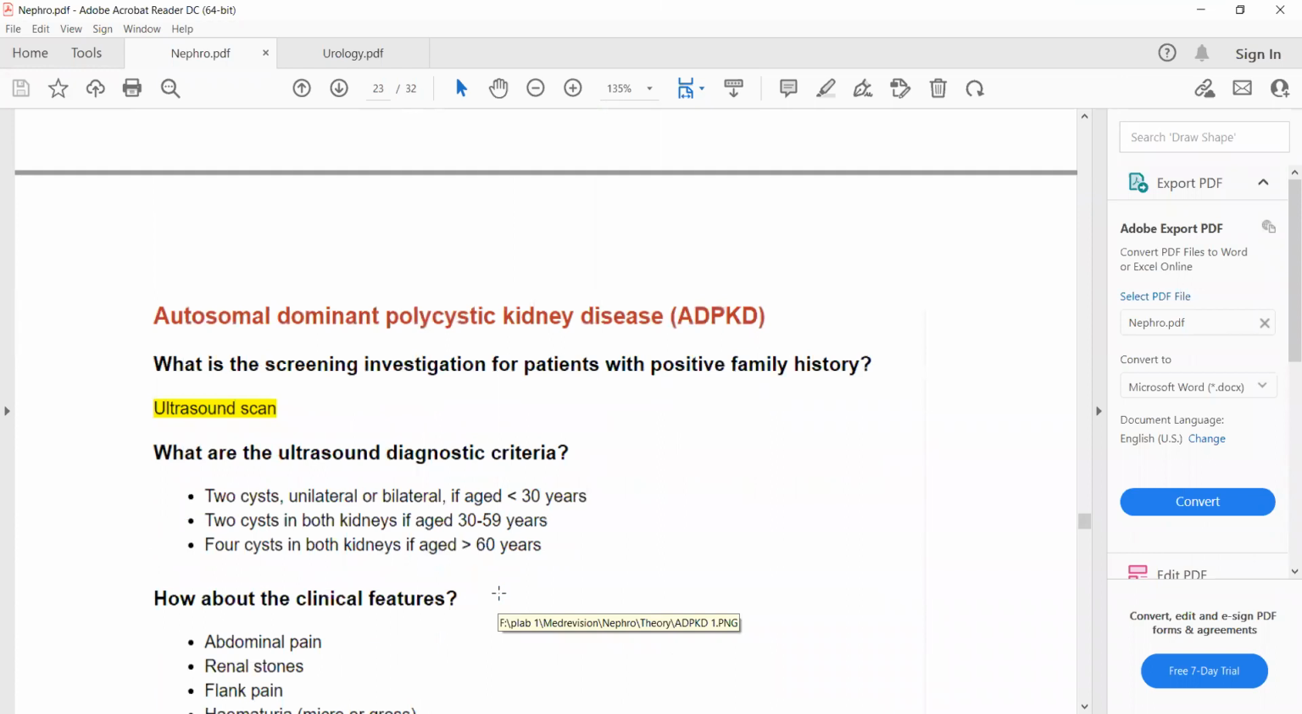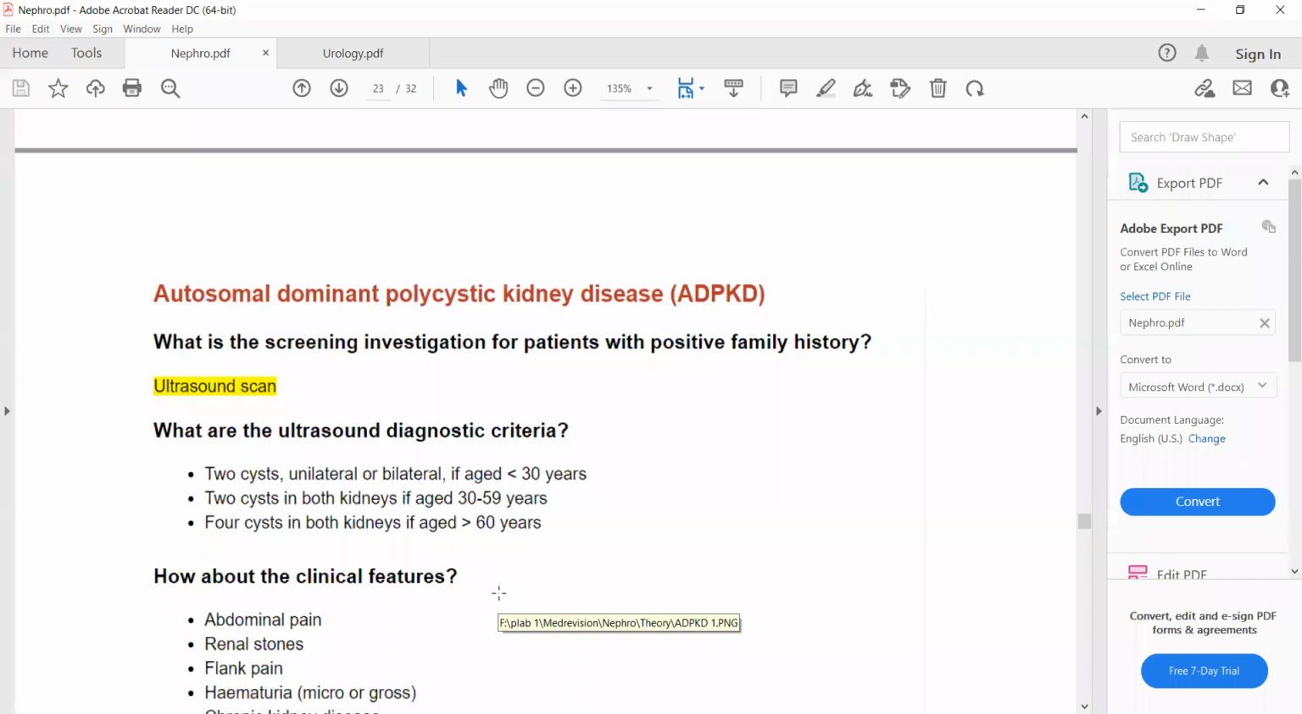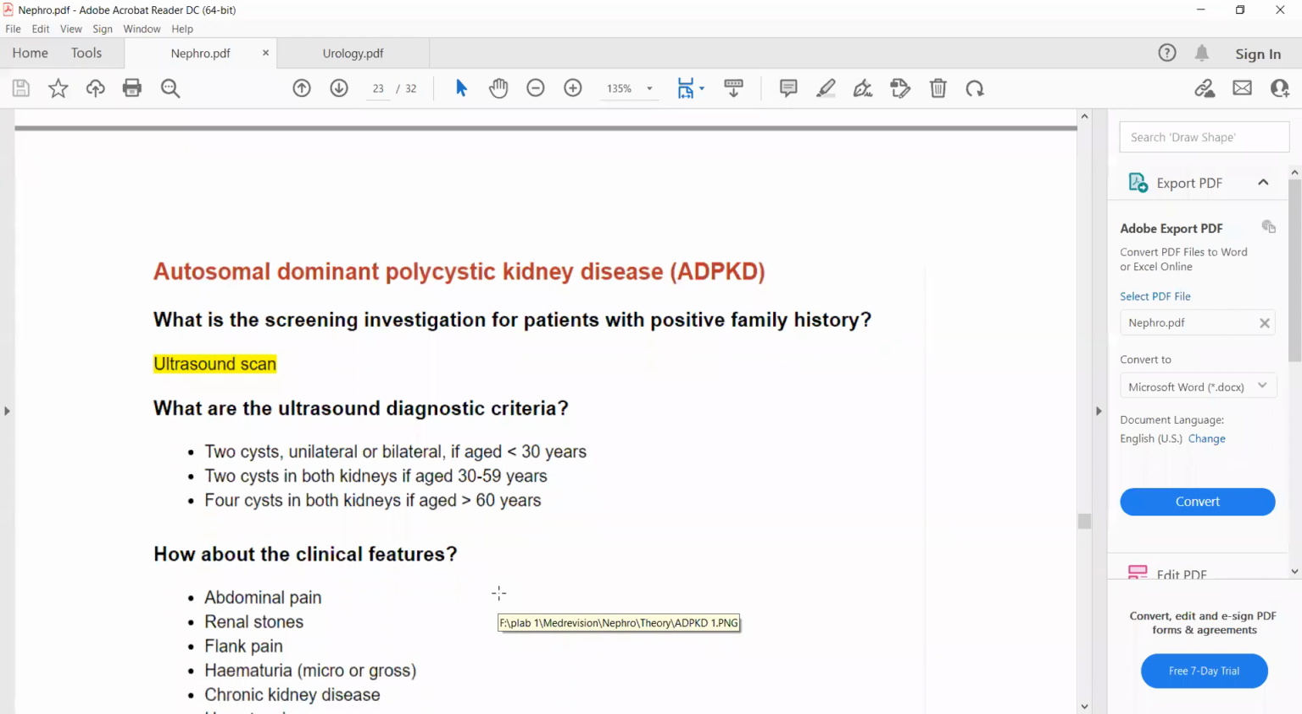So if in the exam they ask, what is the screening investigation for a patient with a positive family history of autosomal dominant polycystic kidney disease, then your answer will be ultrasound scan. How can you confirm the diagnosis of ADPKD on ultrasound scan? Remember these criteria.